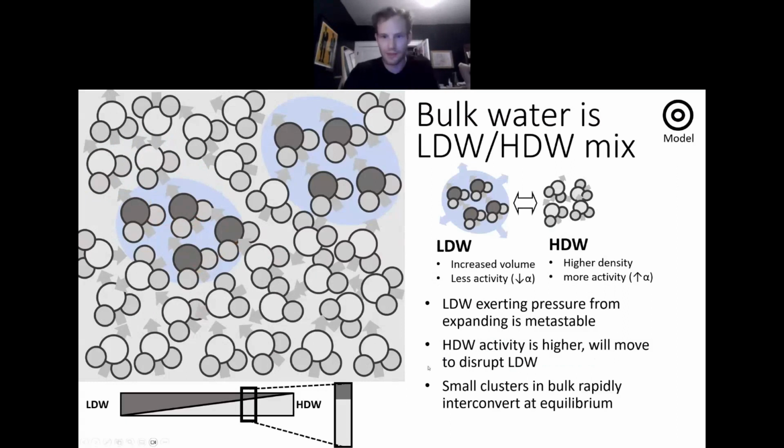The main takeaways for me are that low density water is less active and high density water is more chemically active. What activity means is just how much water is available to bond to something new. If water is unlikely to make a bond with a new molecule, it's lower in activity, like in low density water, where all of the bonds are satisfied. And if it's more prone to do that, it's higher activity.